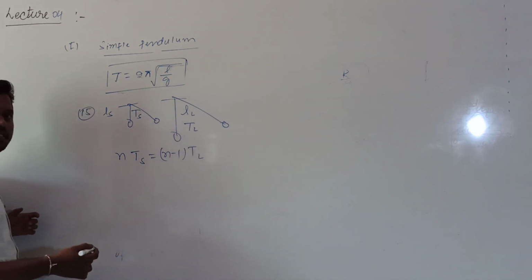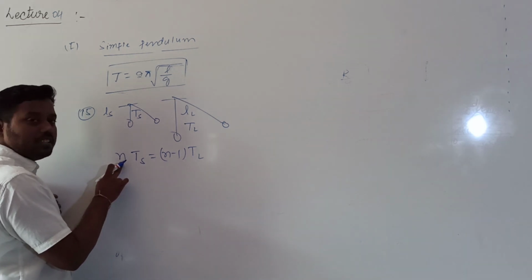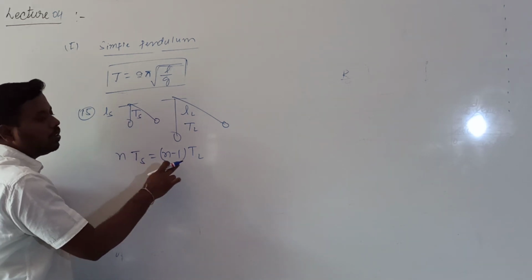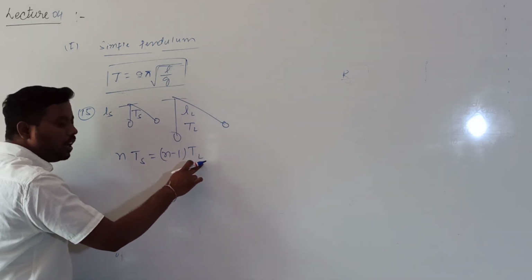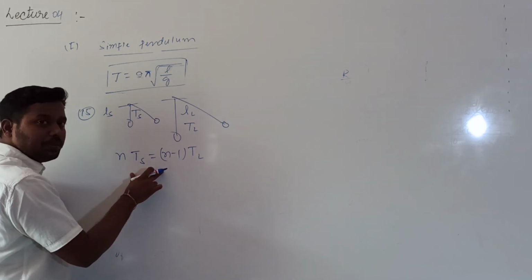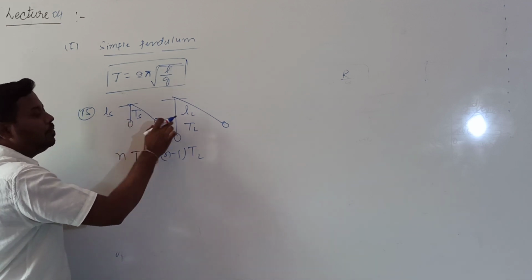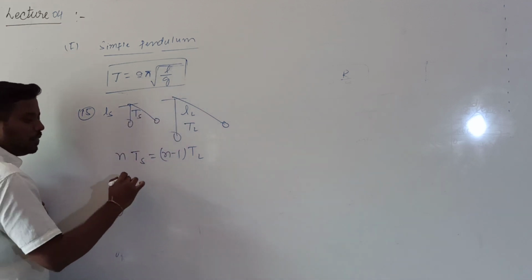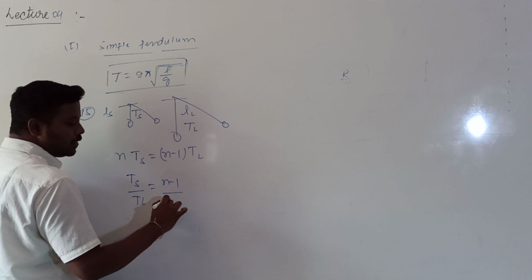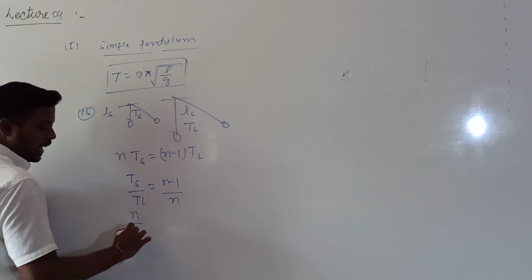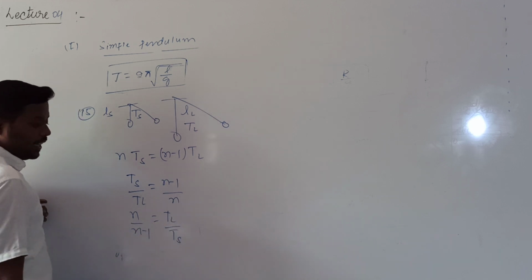When both are in phase, the time taken for n oscillations by the shorter pendulum equals the time taken to complete n minus 1 oscillations by the larger pendulum. If this condition is satisfied, the two pendulums are again in phase. This is the necessary condition. From this, what do I get? TS divided by TL equals (n minus 1) divided by n, or otherwise n divided by (n minus 1) equals TL divided by TS.